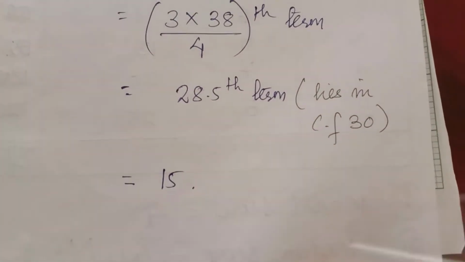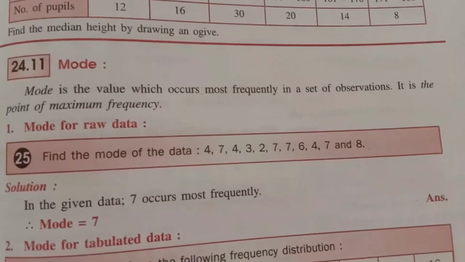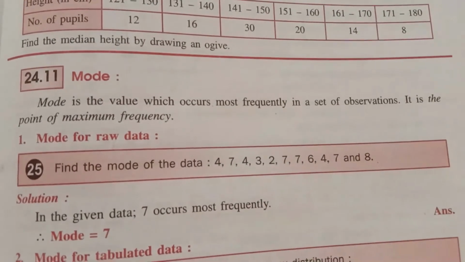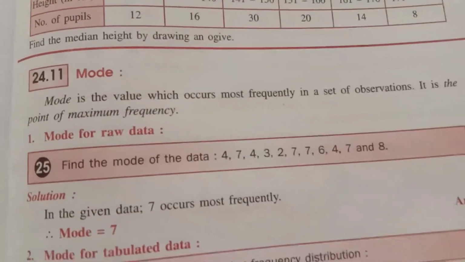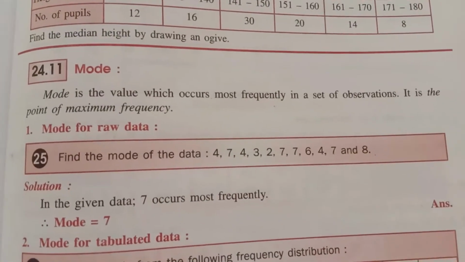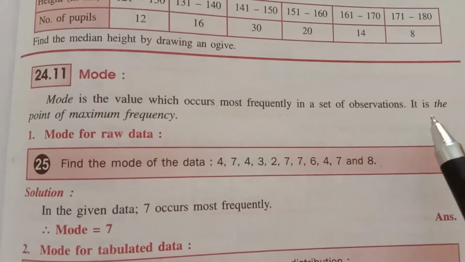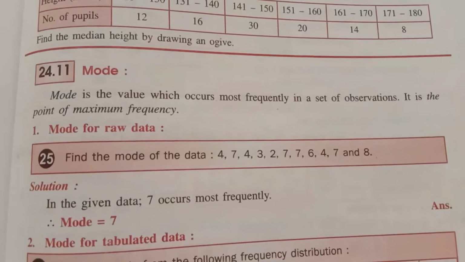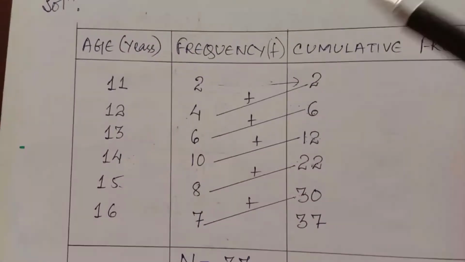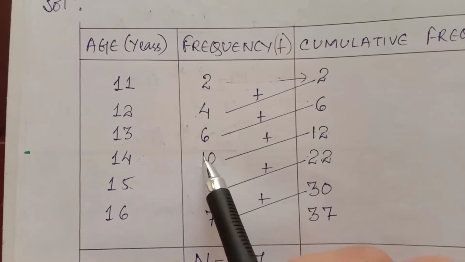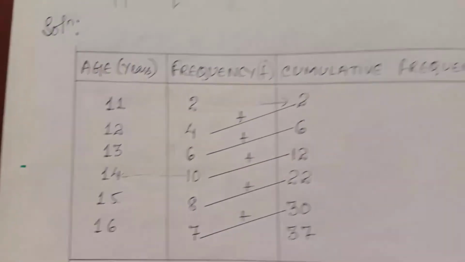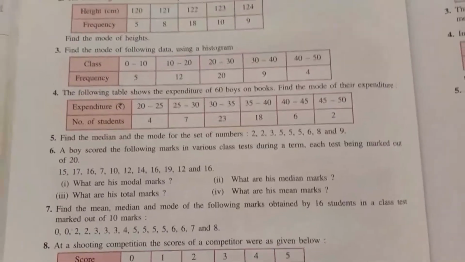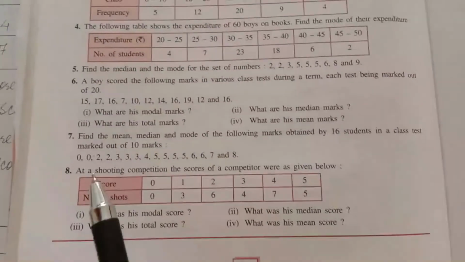Now I will tell you what mode is. Mode is the value which occurs most frequently in a set of observations. It is the value which occurs repeatedly, many times, in the observation, and it is the point of maximum frequency. So mode is the maximum frequency. Here in this table you have to check which one is maximum. 10 is maximum, so the answer is 14 here. So the mode is 14, the age having maximum frequency. From exercise 24D, I will do question number 8.